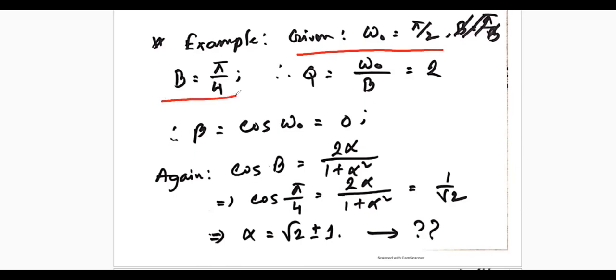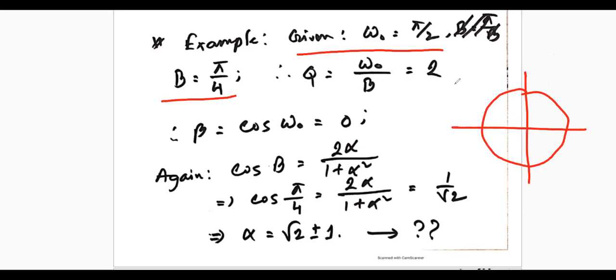Now our task is to find the pole locations and the zero locations. So what about the zero locations? They will remain the same, because there is no dependency on the alpha value or the beta value. So the zeros remain the same. Now the question is, where are the pole locations?